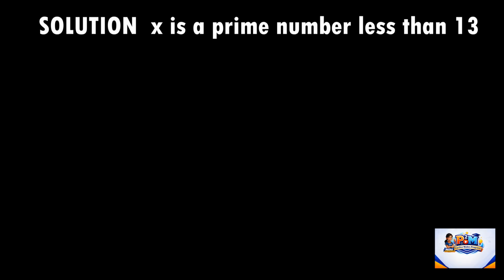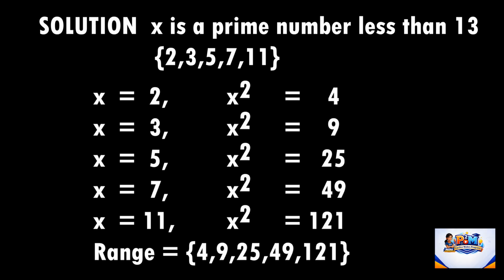Okay, solution. நமக்கு prime number less than 13 என்ன வரும், 2, 3, 5, 7, 11. இப்போ இதுக்கெல்லாம் ஒவ்வொரு நம்பராக x எடுத்து x squared கண்டுபிடிக்கணும். x equal to 2, x squared 4; x equal to 3, x squared 9; x equal to 5, x squared equal to 25; x equal to 7, x squared equal to 49; x equal to 11, x squared equal to 121. அப்போ இந்த x squared தான் range. அப்போ range equal to the set 4, 9, 25, 49, 121.